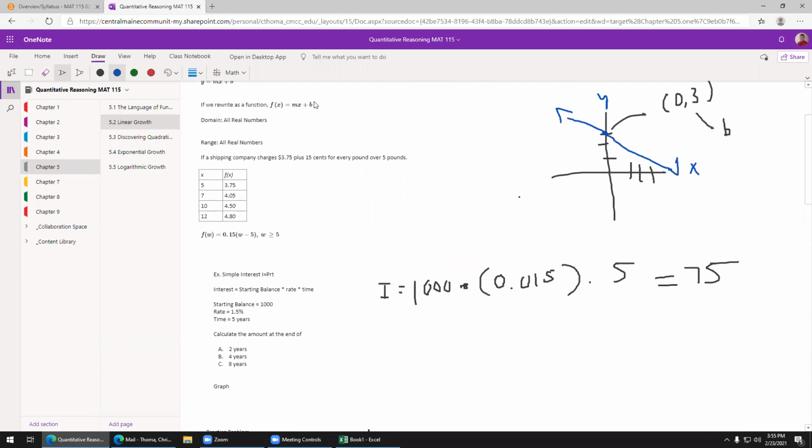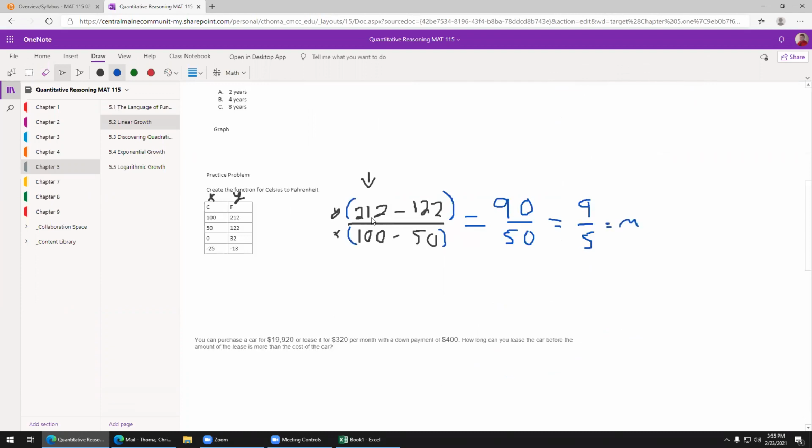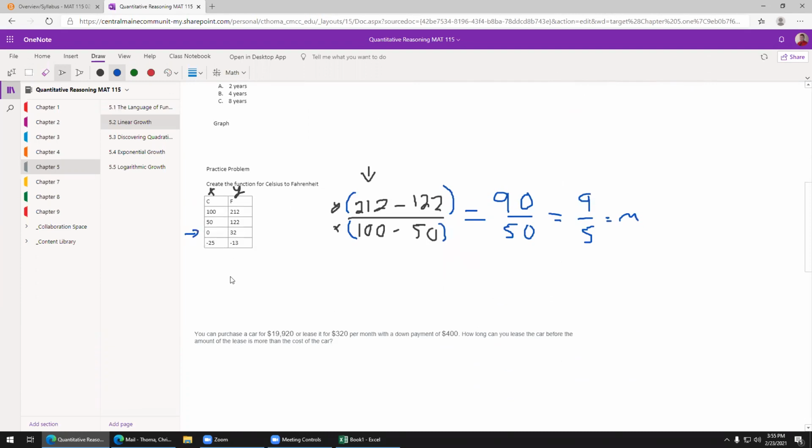Now to find the b, remember our b is the point (0, b). Well, if I come down here, you can see we have a point that has a 0 in it. So that means b is 32. So if I want to make this equation, remember y is f, so I'm going to call this f equals my slope 9/5, and then times my x, which is c, plus b.